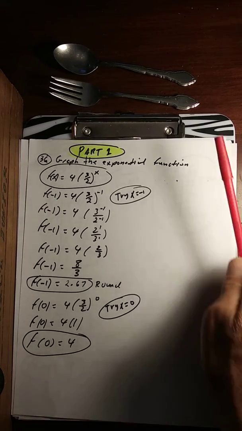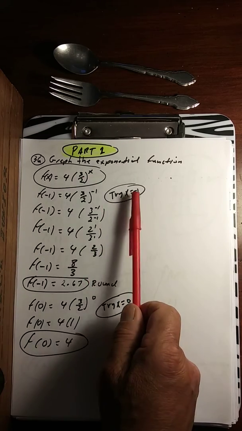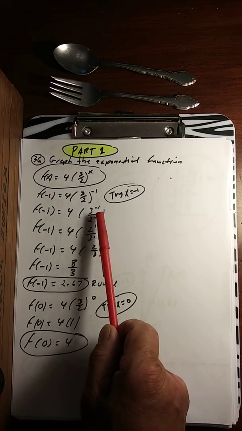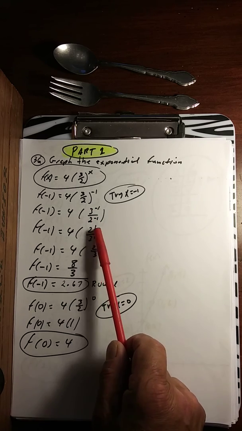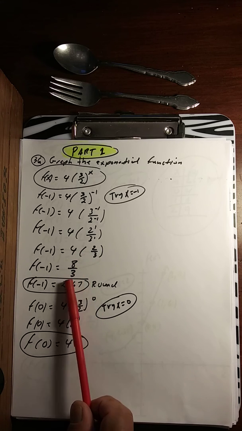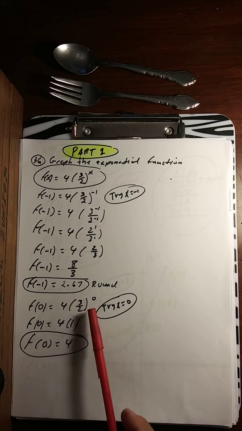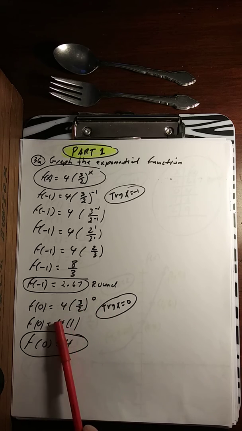Graph the exponential function. f of x equals 4 times (3 halves) to the x. Put a negative 1 in there. Negative 1 is the negative 1 power. Flip it around. 2 to the 1 power, 3 to the 1 power. Now, that's going to be 4 times 2 over 3. It's going to be 8 over 3. Divide. I'll round it to 2 places, okay? So there it is. Now to the 0 power is 1. 4 times 1 is 4.